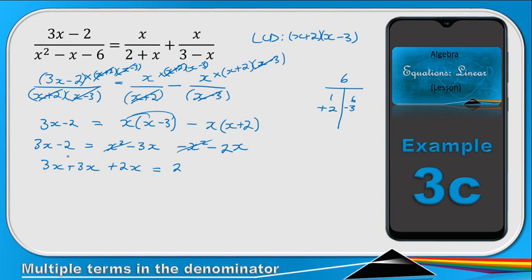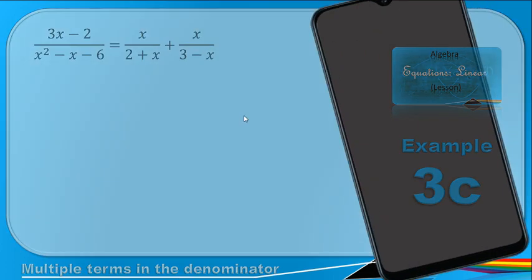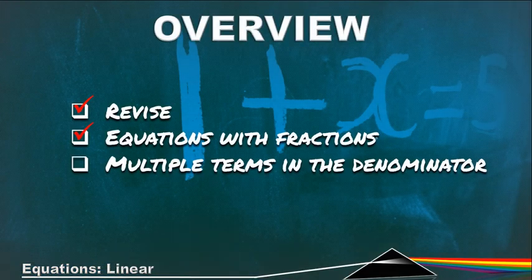Okay, so we have 3 plus 3 is 6, plus 2 is 8x, and that's equal to 2. We divide both sides by 8, so x is equal to 2 over 8, and then we can just simplify it to 1 over 4. Right, so this means we are finally done, and that's it for the linear equations.